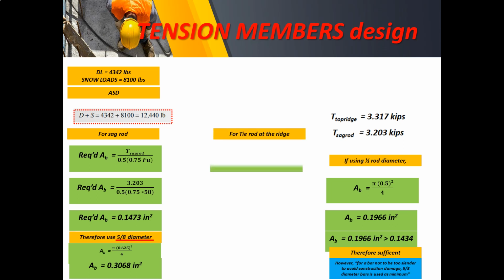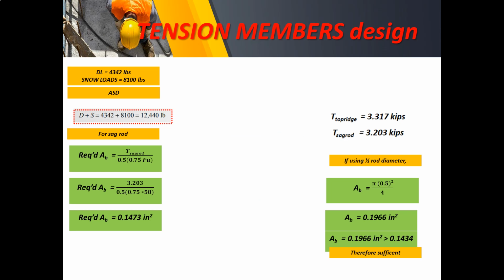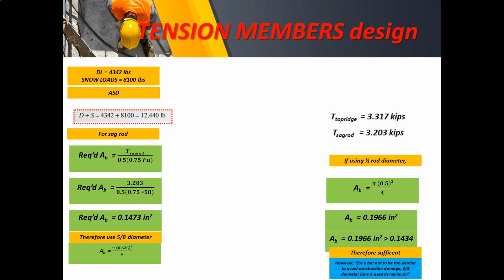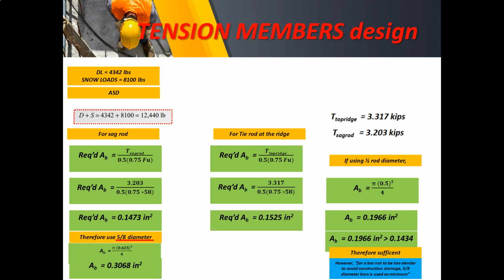Now for the tie rod at the ridge, again we use this formula. We have 0.5 by 0.75 by 58 as a denominator. Again, this is sufficient. So hence, we use 5/8 diameter bar, very much greater than your required. For the tie rod at the ridge, we substitute the values and come up with a required bar area of 0.1525.